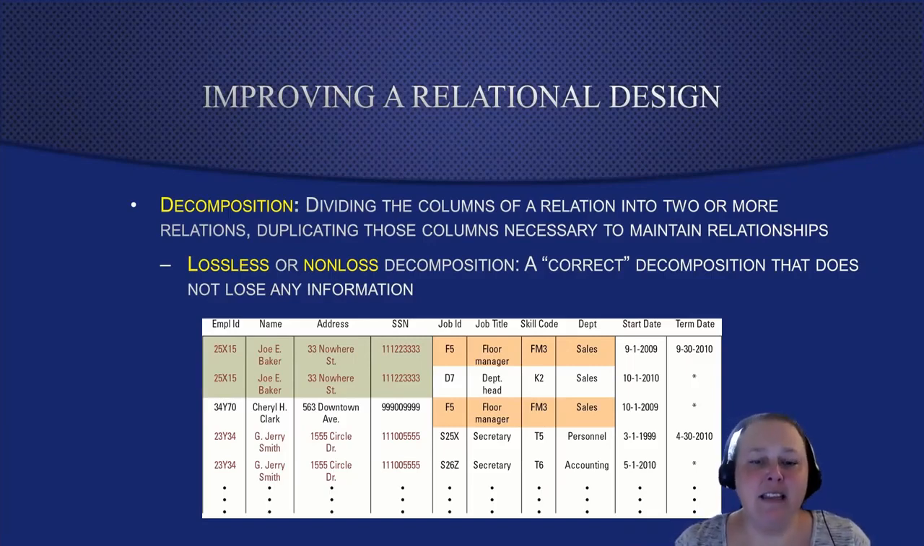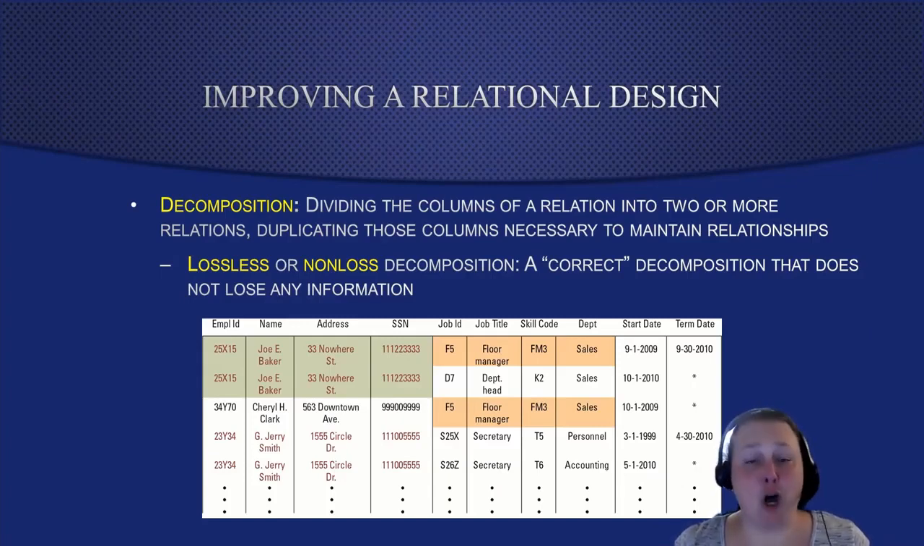So when you're looking at these, here in this table, for example, in the blue, we've grouped all of the employee pertinent information, which is the ID, their name, the address, social security. And then for the pink, we have grouped together all of the job information, like the job ID, job title. So this is called decomposition. You're grouping like attributes together in order to look at those relationships.